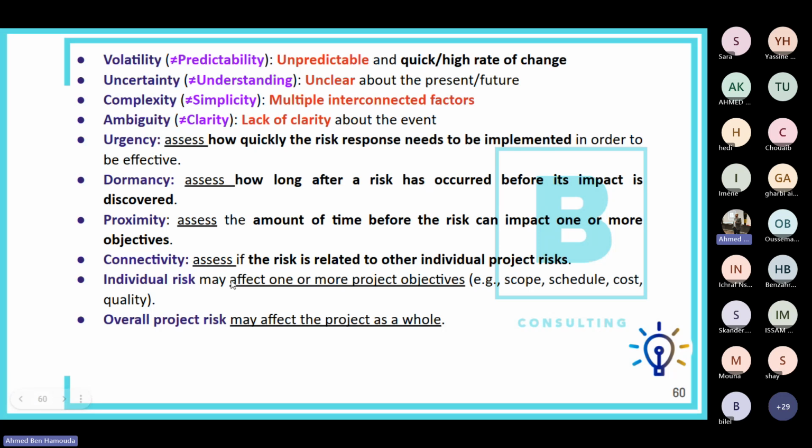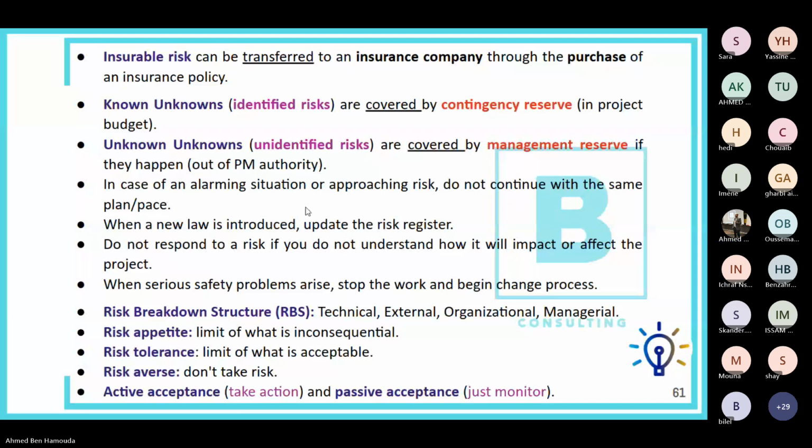Individual project risk means an event that may affect one or more project objectives. Sorry, I had a phone call. It disconnected me. So individual project risk is a risk that could impact one part of the project, and overall project risk is a risk that could affect the project as a whole. Okay. An insurable risk is a risk that can be transferred through buying an insurance policy.